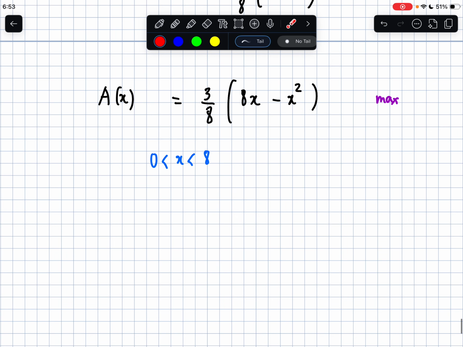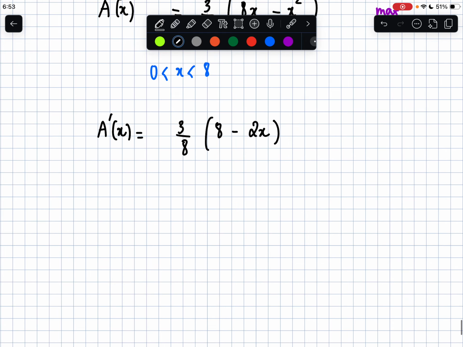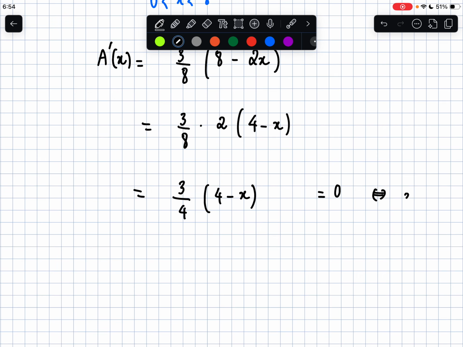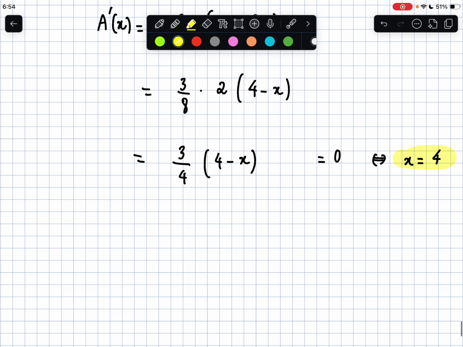You compute the critical point by computing the derivative. A prime of x equals 3 over 8 times (8 minus 2x). I can pull 2 out: 3 over 8 times 2 times (4 minus x), so 3 over 4 times (4 minus x). This is 0 if and only if x equals 4. We have one critical point.